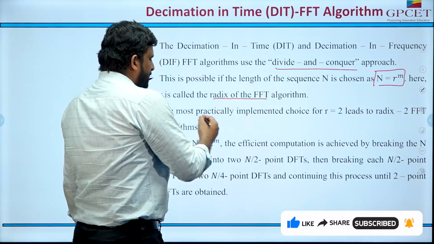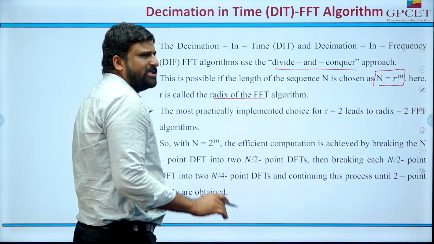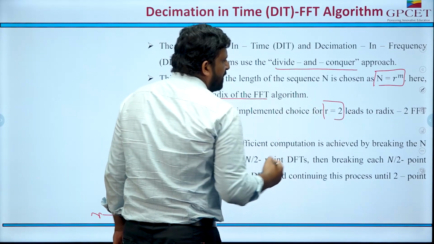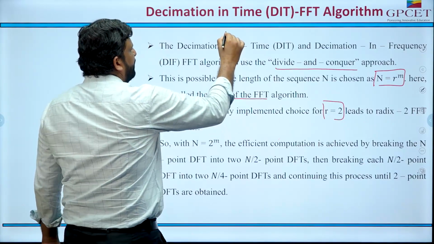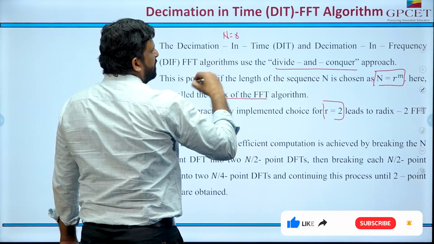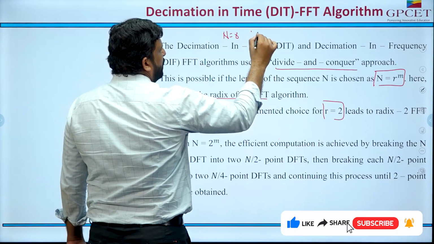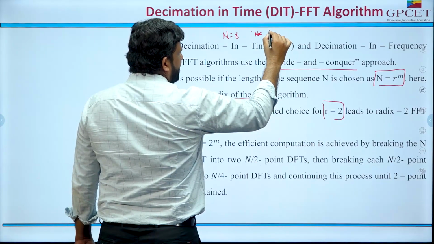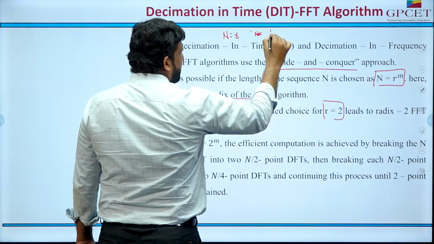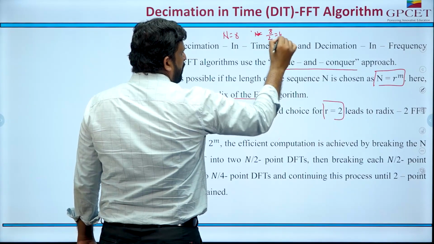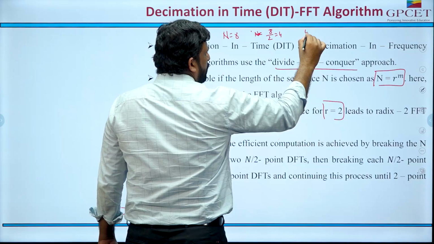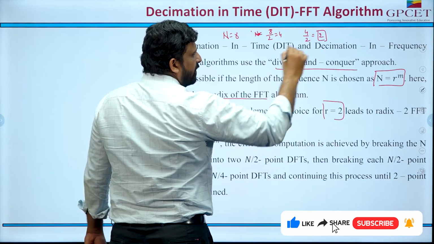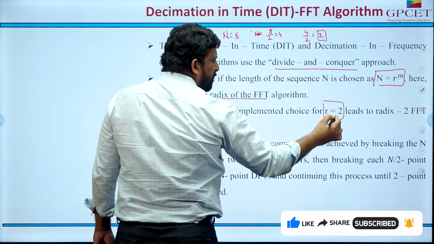That r may be the most practically implemented choice. Mostly the value chosen for r is r equal to 2. Why? Because I can take a small example. If N is equal to 8, first I need to divide: 8 by 2 is equal to 4, then 4 by 2 is equal to 2. Finally, I need to get this value 2. So that's why we choose the value r equal to 2.